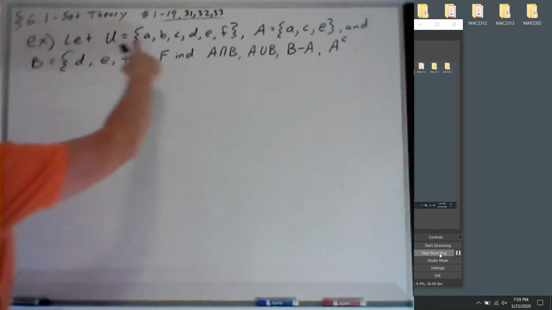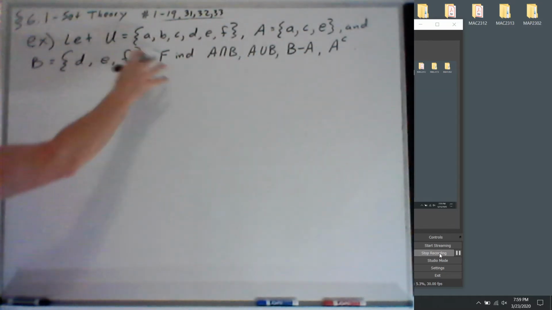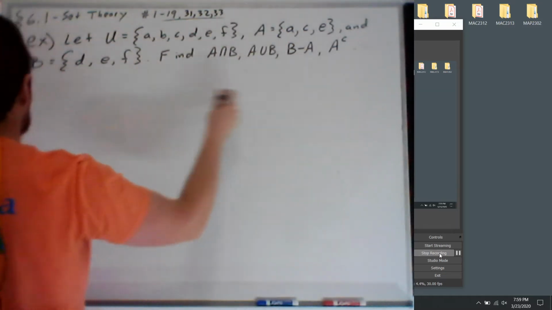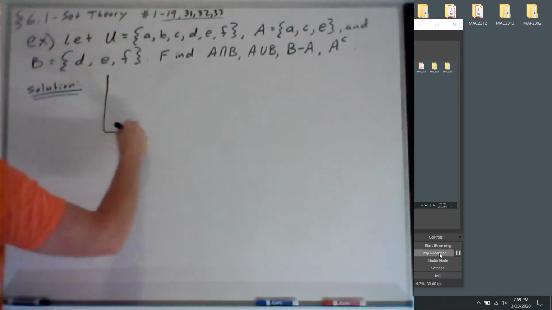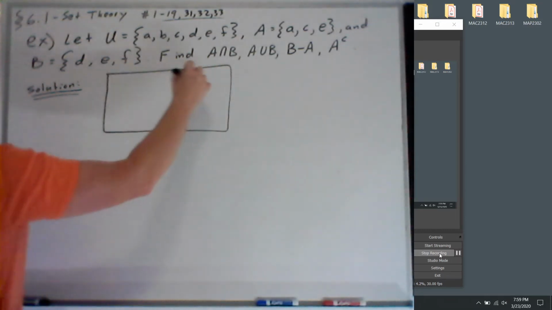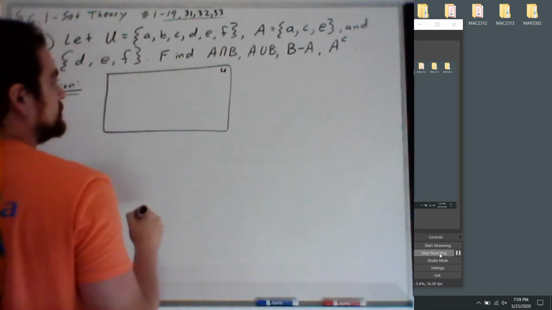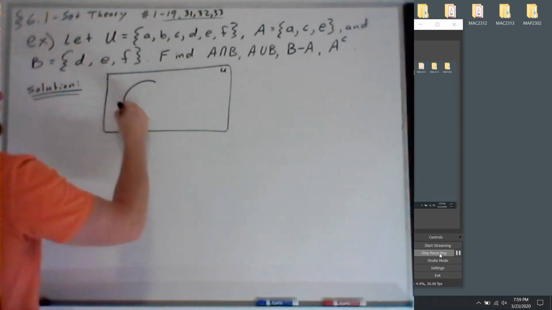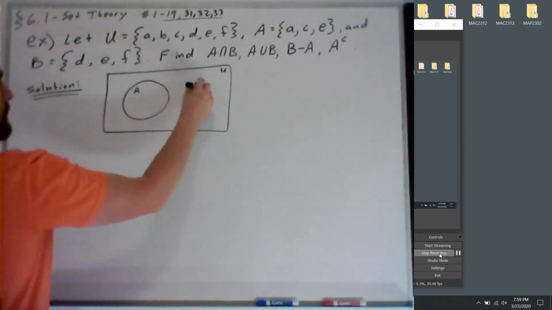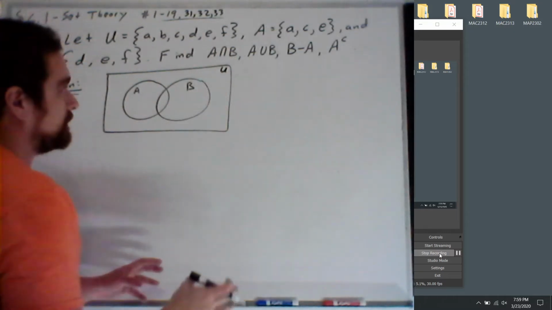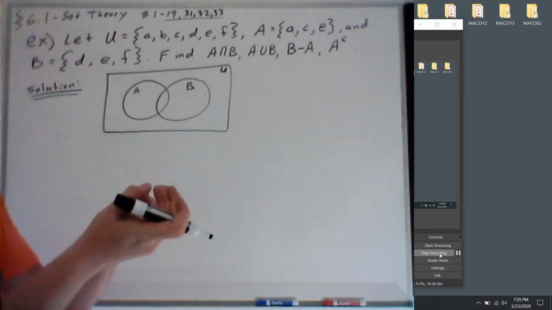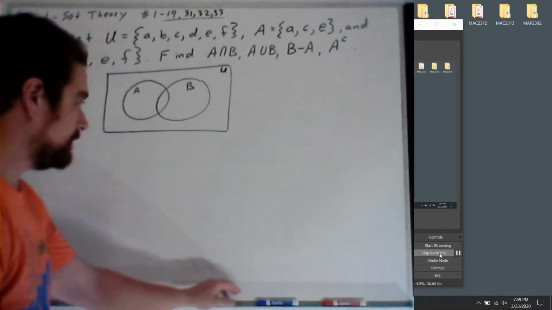So when we want to find these intersections and unions and difference and complements, let's first start by using a picture to guide us through our solution here. So here is the universal set. Here is the set A, and here is the set B. And again, this is why we try to stick to capital letters for the sets and lowercase letters for the elements.